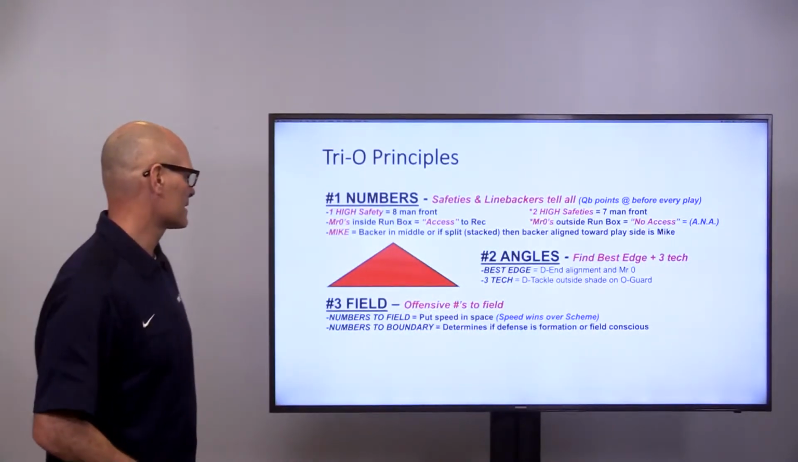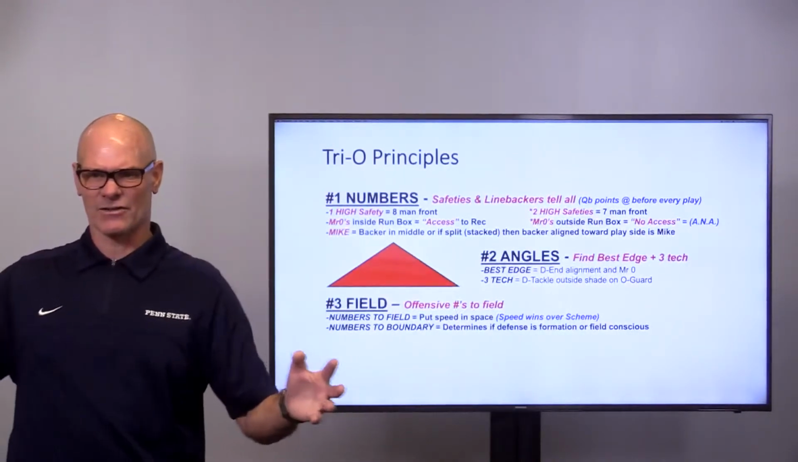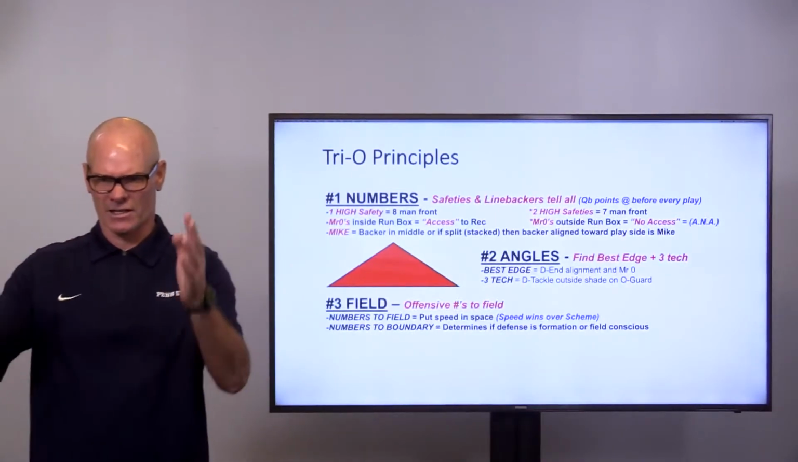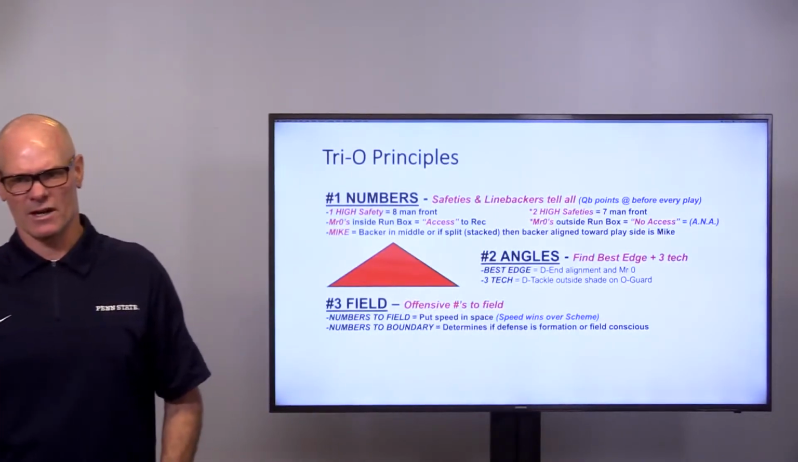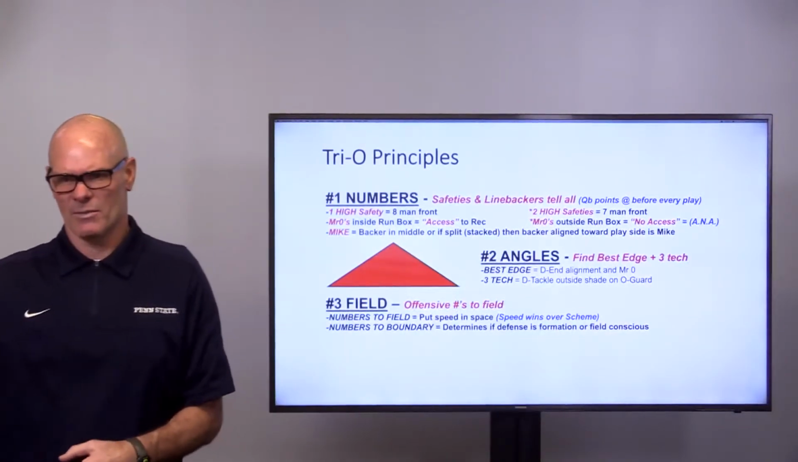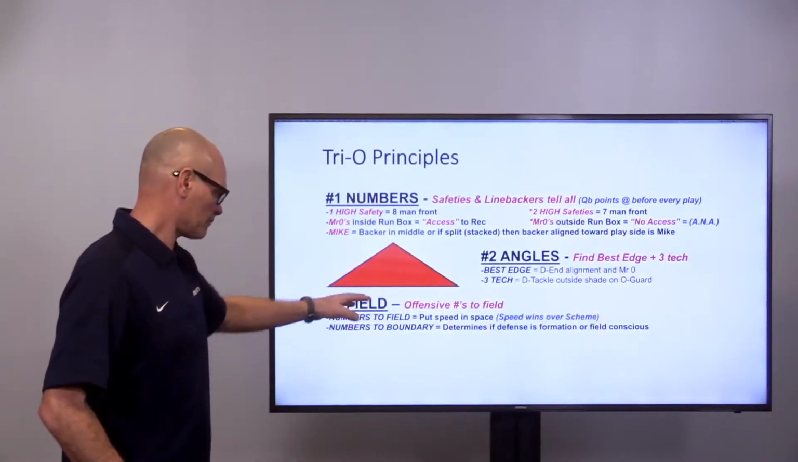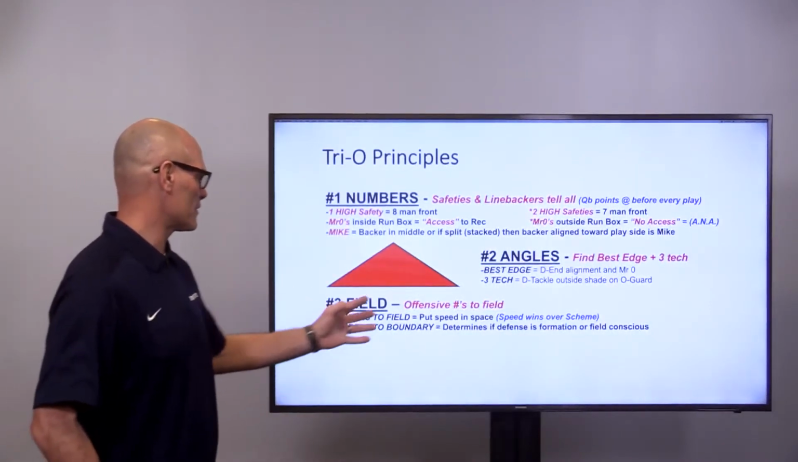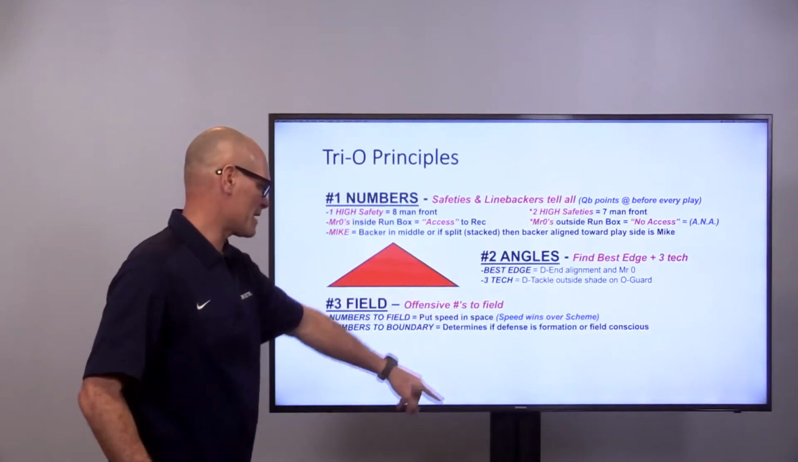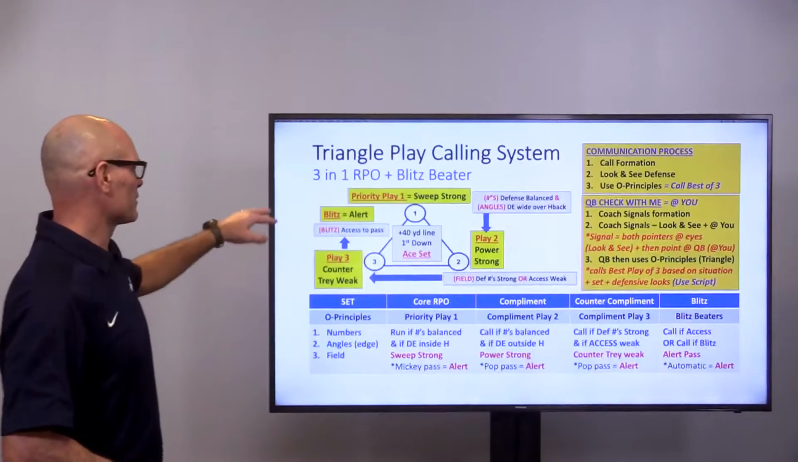With angles, then, we're trying to find first, I like to think outside, inside. So we look for a good edge. If we've got that, then your sweep is there. If not, then we can go to that normal triangle example we showed, power, or we can counter tray away from the H. Last, we're always putting our speed into the field, and if we can get speed in space, that wins over scheme.